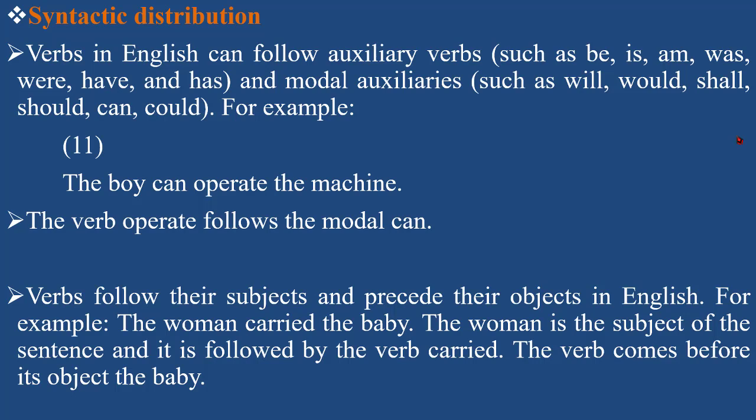Verbs follow their subject and precede their objects in English. For example, the woman carried the baby. The woman is the subject of the sentence and it is followed by the verb carried. The verb comes before its object, the baby. So this is very important to pay attention to when talking about verbs and their syntactic position in sentences.